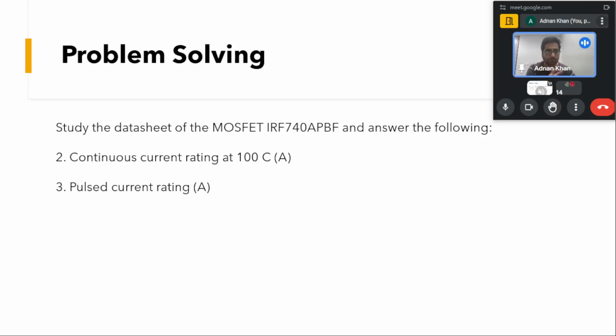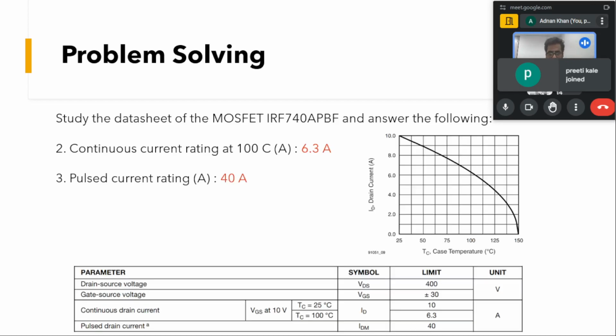Before the repetitive, it will be able to withstand, but some non-repetitive pulse current rating will also be there. So if you can go through that, data will be provided there. You can see the drain source is provided as 400 volt, and gate source is plus minus 30. We can give it in between this.